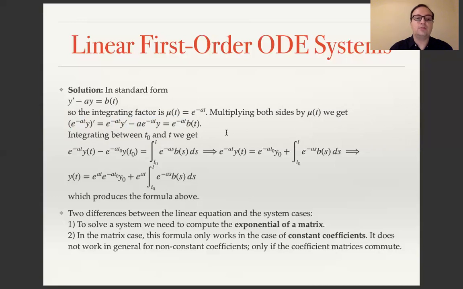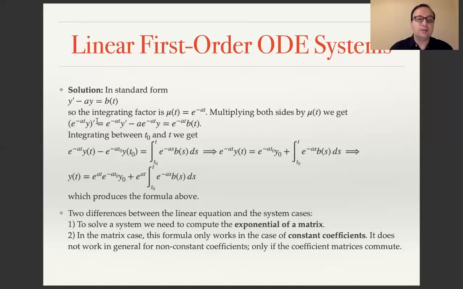Okay, so now in order to use the initial condition, instead of taking the antiderivative, we take the integral over an interval. So let's integrate both sides from t0 to t. So on the right-hand side, we get integral from t0 to t of e to the minus as b of s ds. So I changed the name of the variable from t to s because now I'm using t as one of the integration bounds.